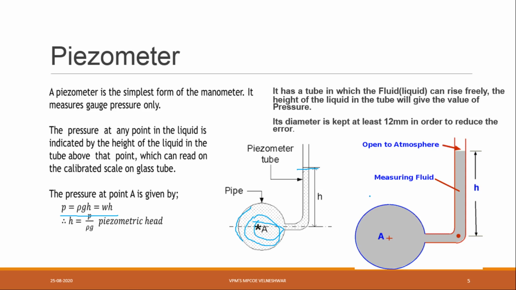Now if I want to find the height, the formula is h equals P divided by rho g. Here rho g is the weight density of the liquid, that is w, and P equals w into h.